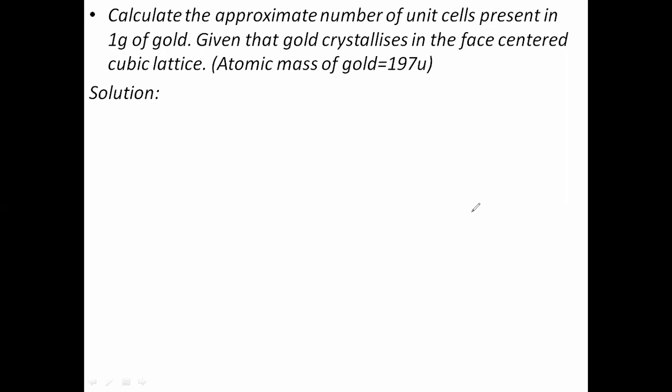cells are present in 1 gram of gold. What they have given us is that gold crystallizes in a face-centered cubic lattice. So it is already given that gold is crystallizing in a face-centered cubic lattice, that is FCC. So how to approach this? And they have given the atomic mass of gold also, that is 197 u.